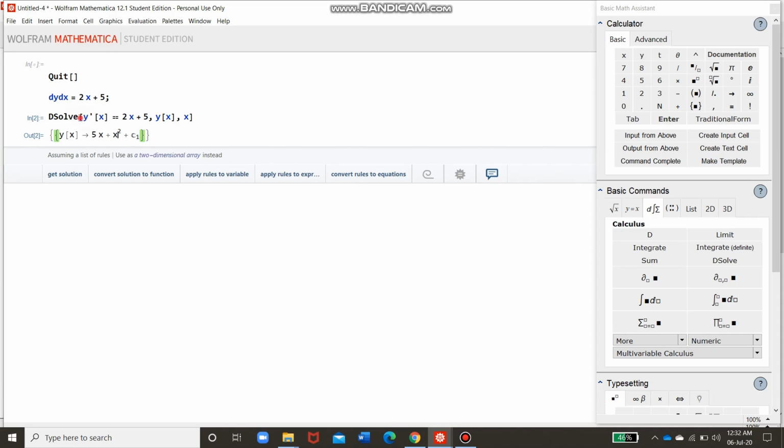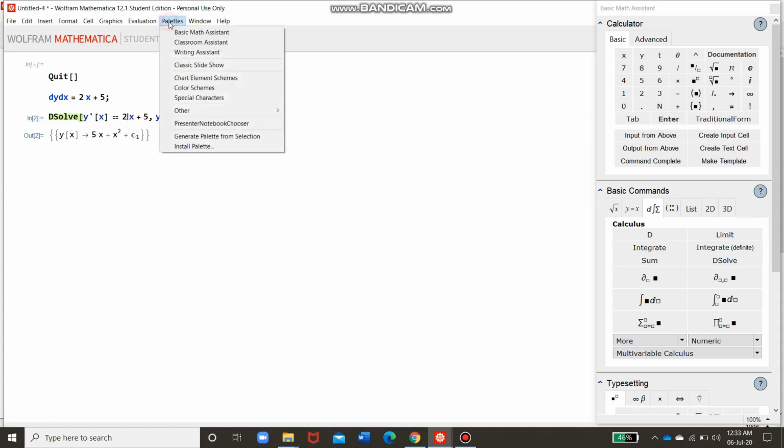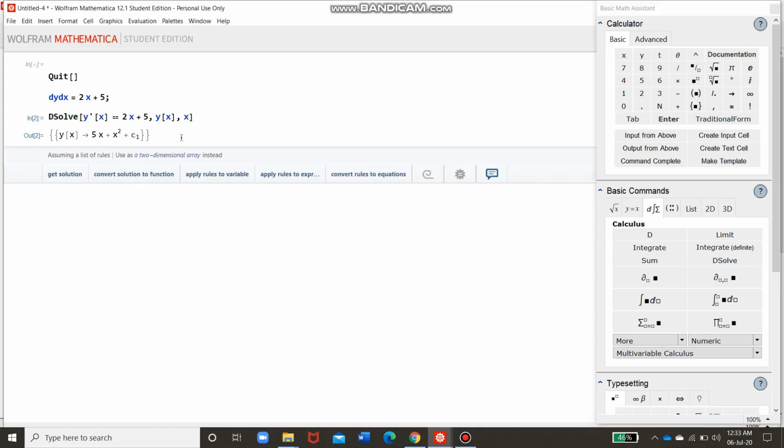Just to clarify some points, y dash of x means dy by dx. Please make sure of that. Over here we are putting a double equal sign just because that's the command. If at any time you have any doubts, go to the palette, basic math assistant, go to the calculus commands and come to dsolve, and you have that equation right there. This is how you get your answers.